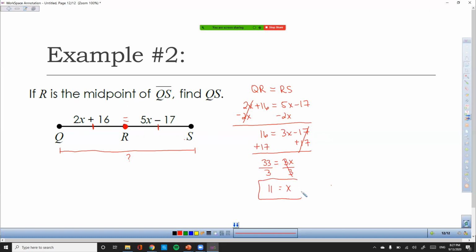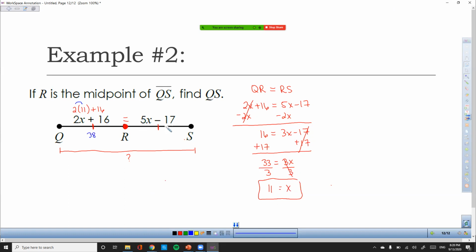But again, the question was not asking me for x. The question is asking me, how can I find the length of segment QS? If I already know x, what can I do now? Since I already know that x is 11, I can substitute it into my equation. In this case, I have 2, and instead of the x, 11, plus 16. So what is the length of segment QR then? 2 times 11 gives me 22, plus 16. That's going to give me 38.